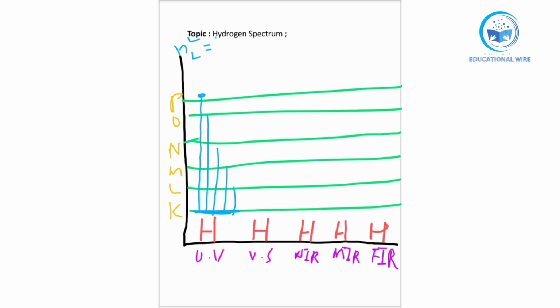So we will write here 2, 3, 4, 5, 6, and if infinite, so infinite over here. But now there is one more thing, that is n1 power 2. n1 power 2 means on which position it got stable. So it got stable on first orbit, that is K shell. So we have to write this series like this.